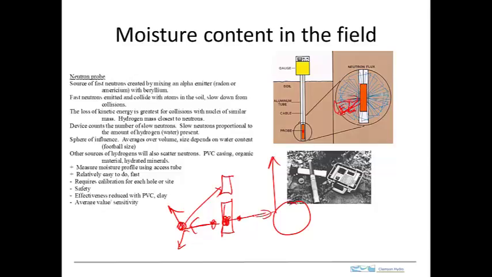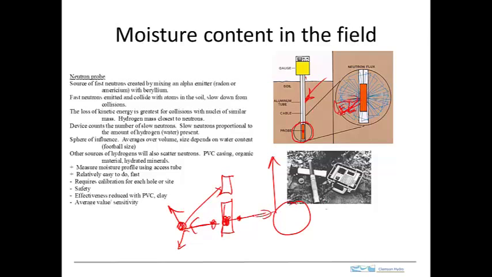But by and large, when you're measuring the hydrogen content, you're measuring water in soils. So this is basically a probe that can be lowered down into the soil. You need an access tube, and that's shown here schematically. You lower it down, the neutrons come out, and they affect a region around the device that's roughly football size. That's the basic geometry.